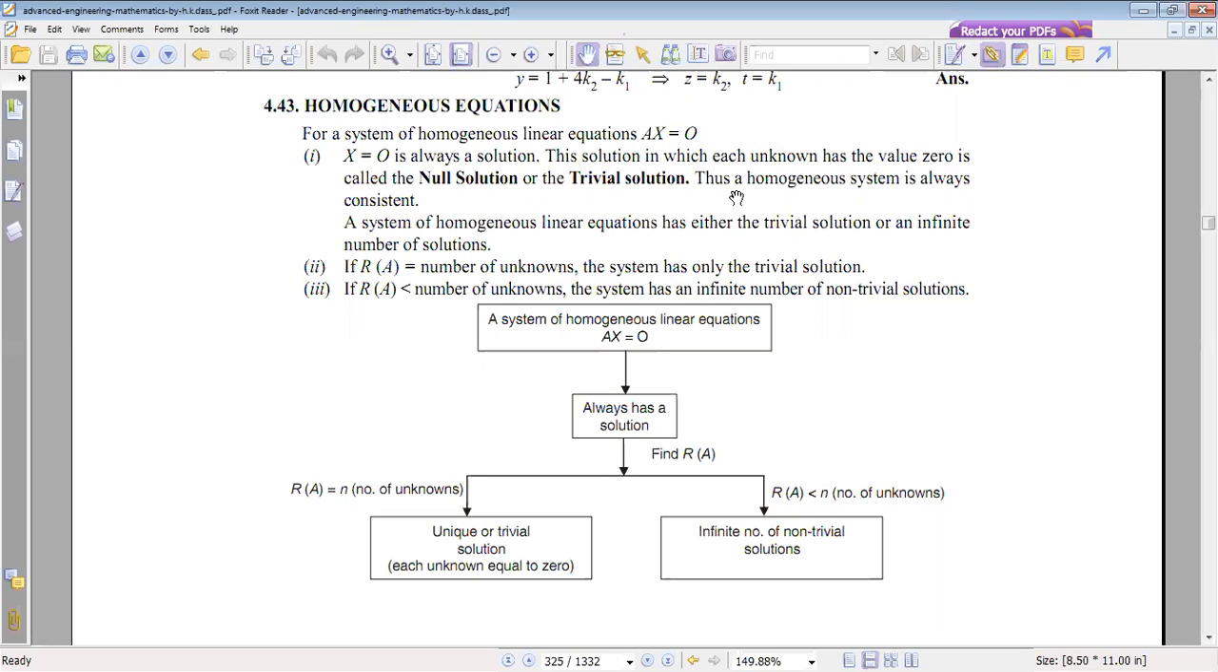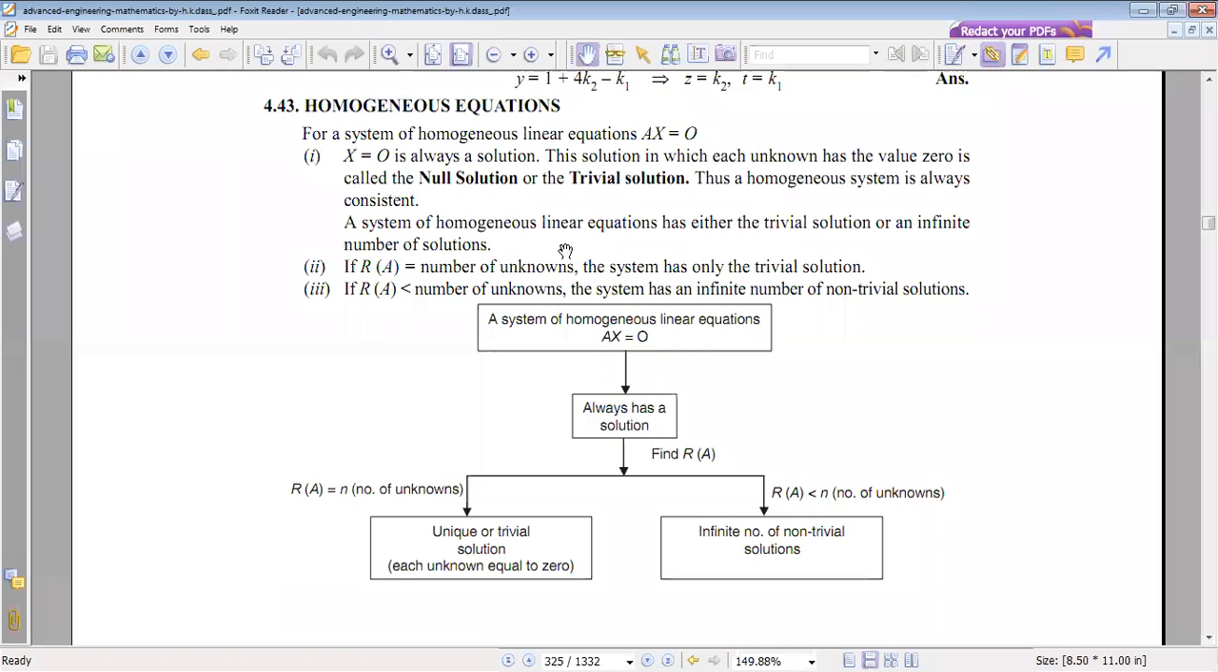So it is given that a homogeneous system is always consistent. Since there always exists a trivial solution, a homogeneous system of equations is always consistent. Now, a system of homogeneous linear equations has either the trivial solution or an infinite number of solutions. Now come to the point.